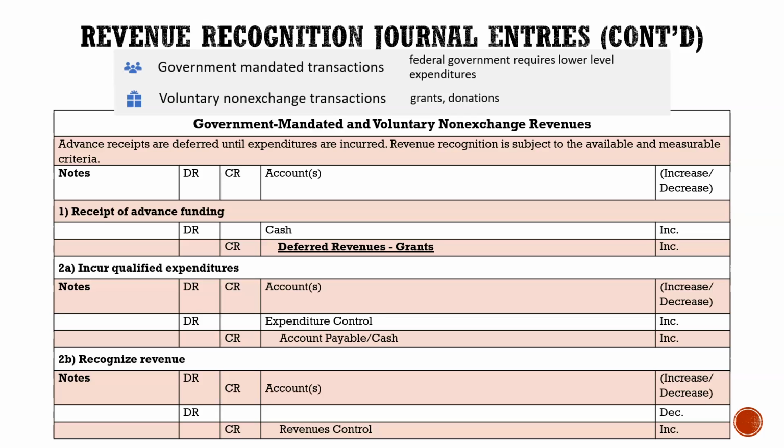The second part of that journal entry is finally to recognize that revenue, because now we've incurred that expenditure. We have met that requirement of incurring the expenditure, so now we recognize that revenue. And we're going to do that by debiting the deferred revenues or grants. We're going to reduce that liability account that we created in journal entry number 1, and we're going to increase our revenues control, that general ledger revenue account. We're going to increase that with a credit.